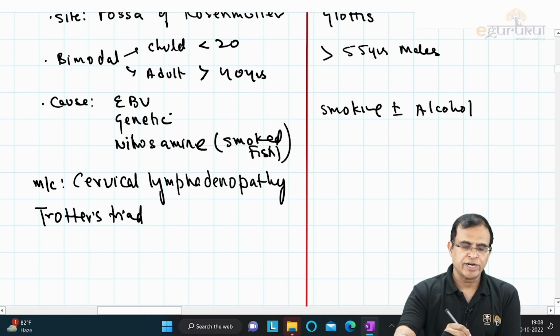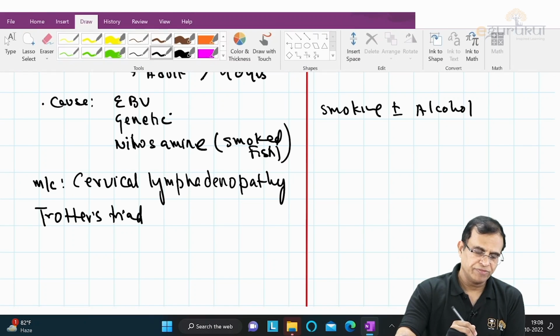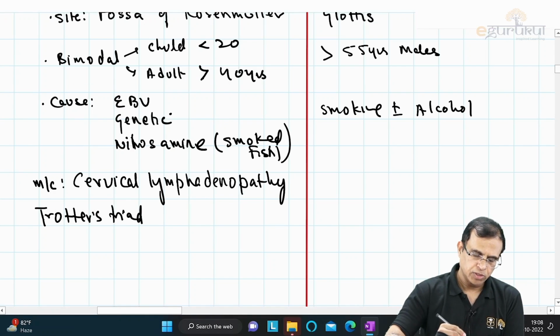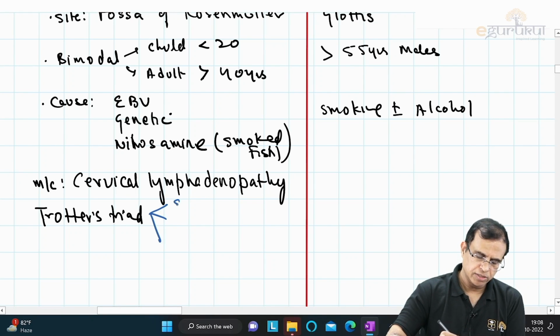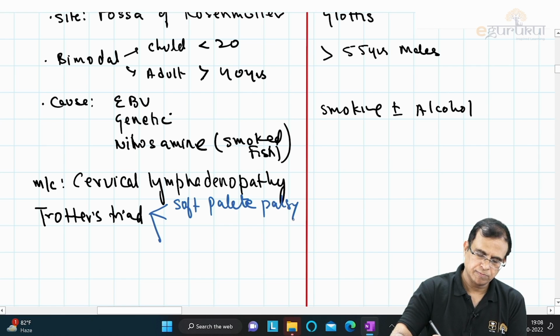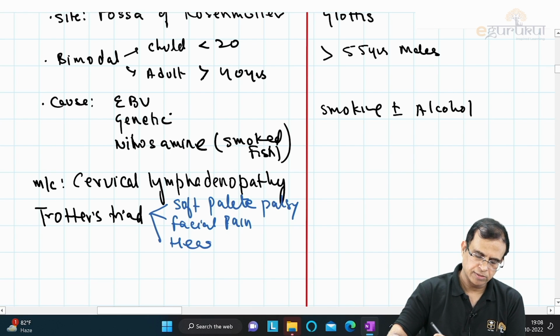So, Trotter's triad, as the name tells you, will have three features. What are the three features of Trotter's triad? Soft palate palsy, facial pain, and hearing loss.